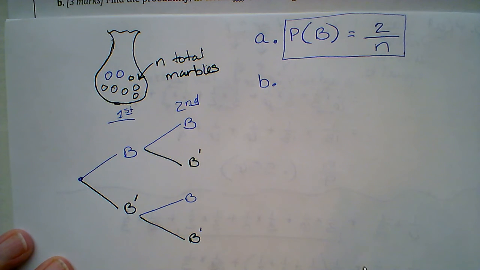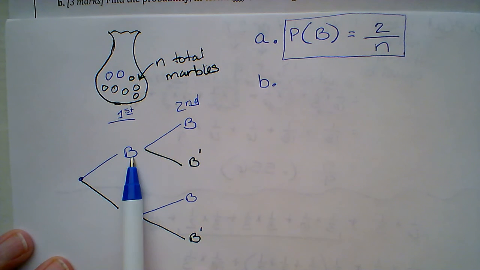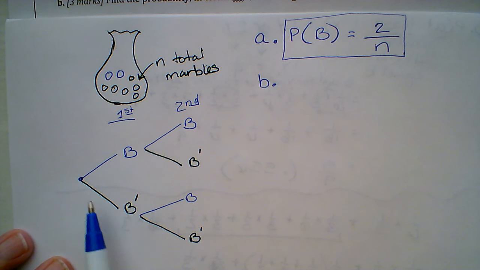So, if the game ends when she draws a blue marble, and we want the game to end on the second draw, what has to happen on the first draw? Well, if she draws a blue marble on the first draw, the game's over. We need it to go to the second draw, which means on her first draw, she has to draw a not blue marble, and then she has to draw a blue marble.